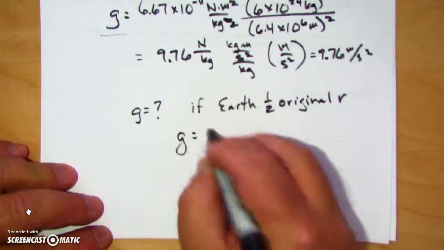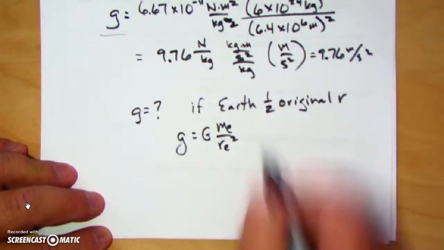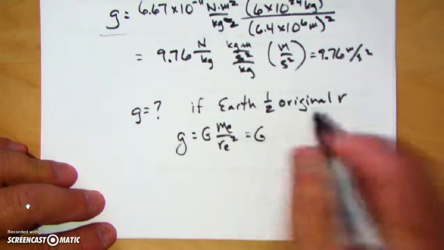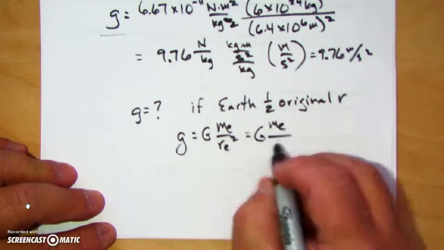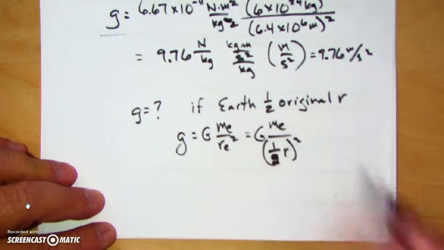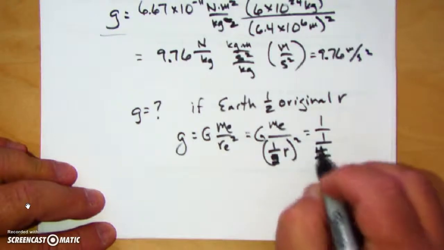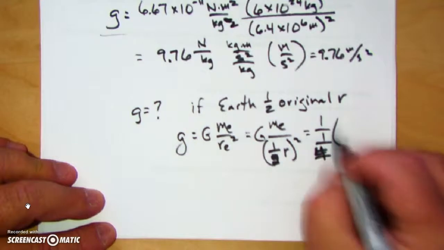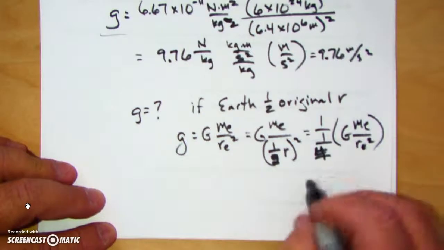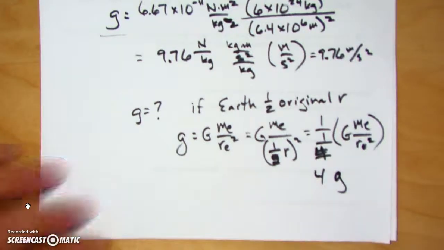Well, g is equal to big G times the mass of the Earth over the radius of the Earth squared. Now, we're going to do kind of the same thing we did before. Big G is not going to change, so we're going to leave that alone. The mass of the Earth is not going to change. The difference is this is going to be 1/2 of the radius squared on the bottom. So I get 1 over 1/4, times big G, mass of the Earth, over radius of the Earth squared. So this reduces down to 4 times g. So therefore, we'd go up by a factor of 4.